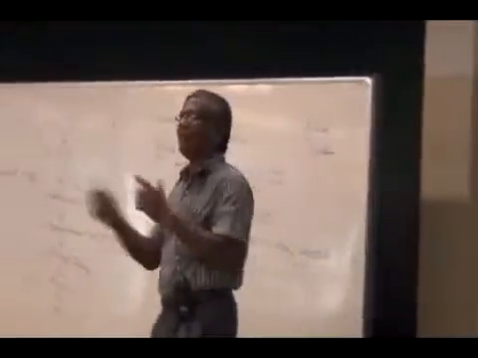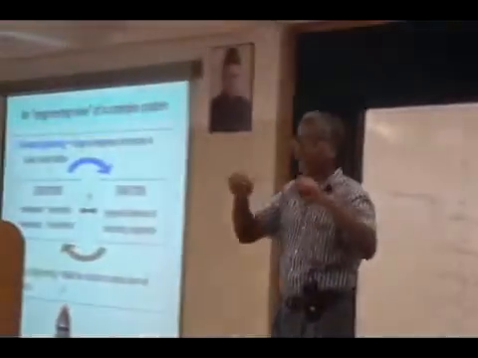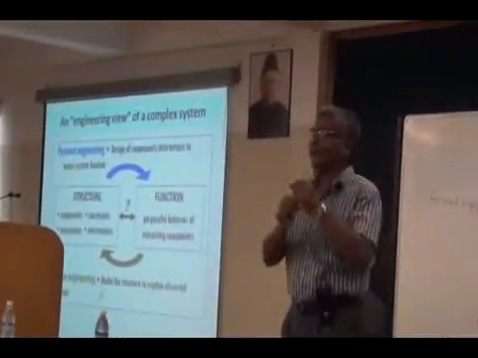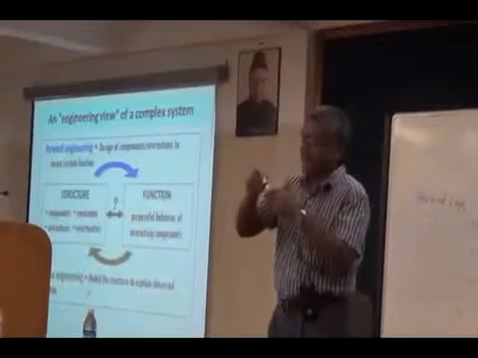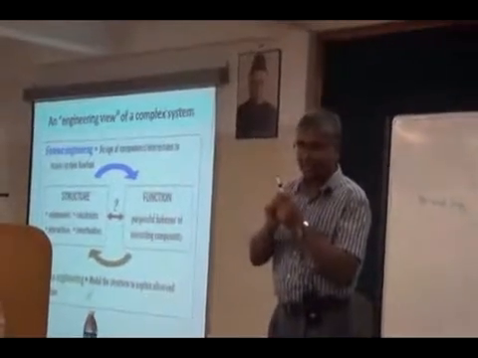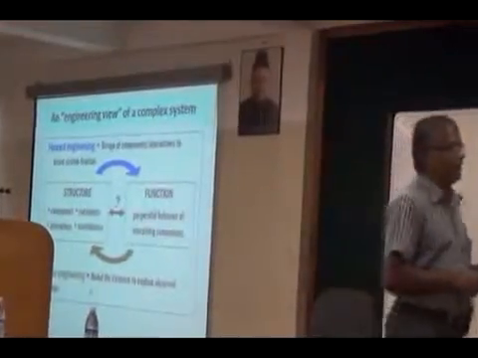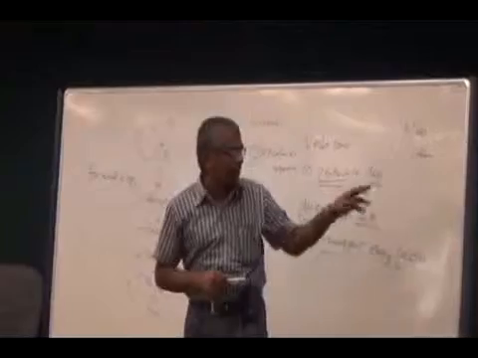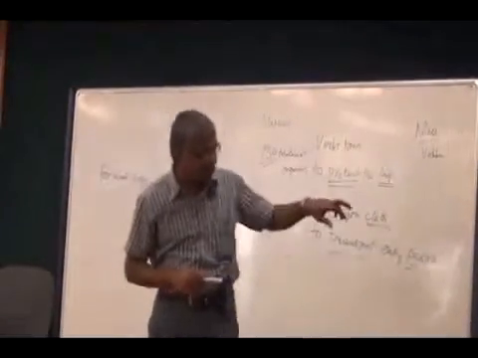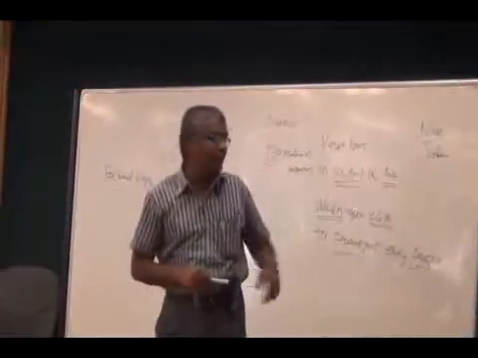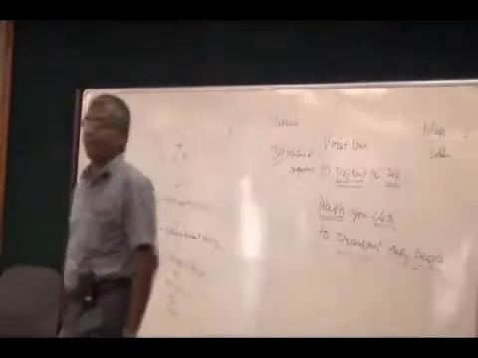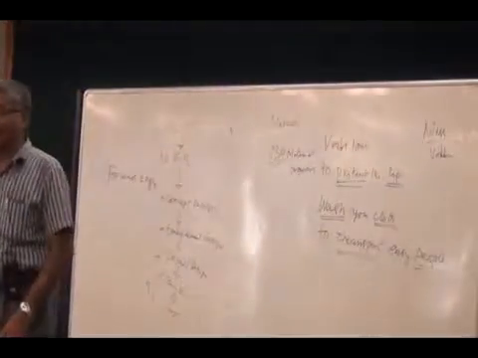This is linked with the function: purposeful behavior of interacting components. When these two components interact, when this cap is fastened to the base, that is a purposeful behavior. So forward engineering is the design of components or interactions to ensure system function. Reverse engineering is to model the structure to explain the observed function.